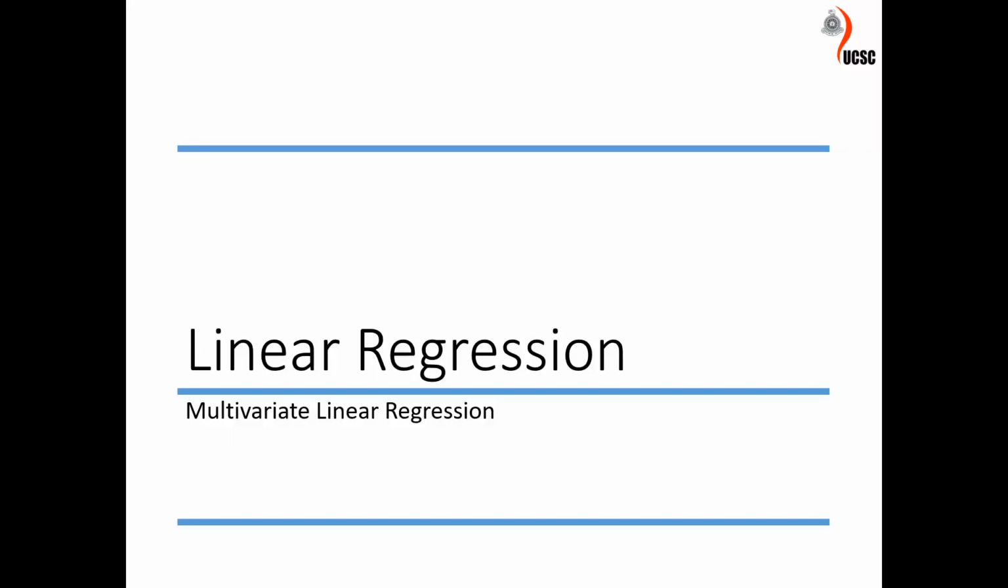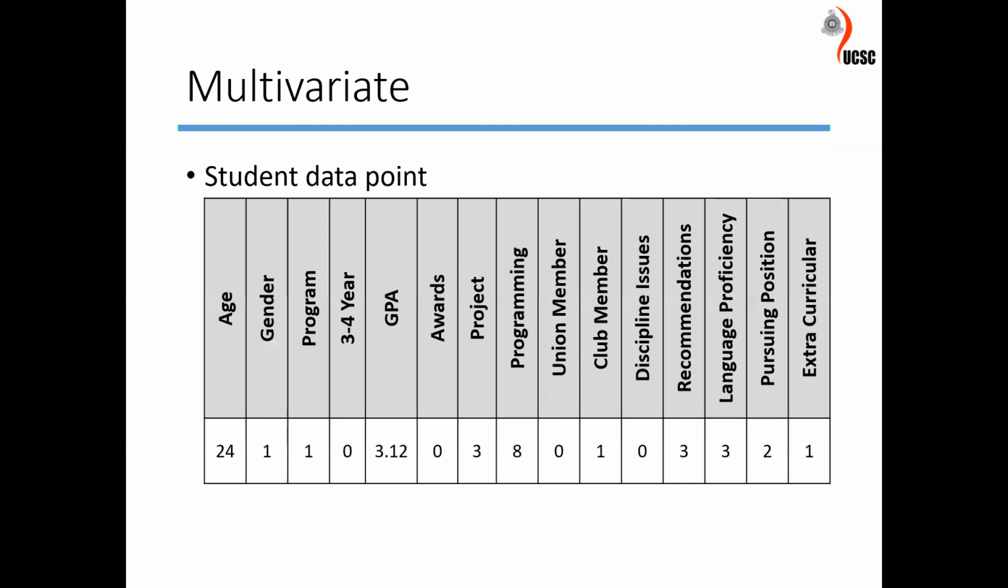Right, in here, basically, we're going to discuss the same linear regression, but for multivariate linear regression. That basically means previously we have only one variable, that is GPA. But now we have a set of features or dimensions: age, gender, awards, projects, club member, union member, like that.